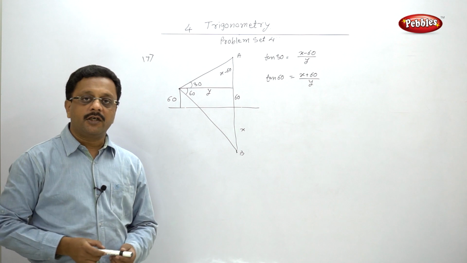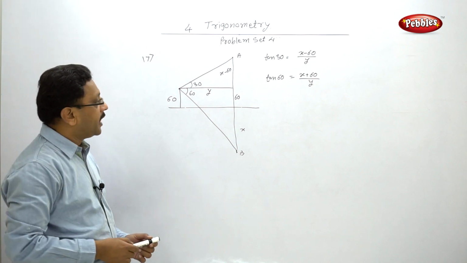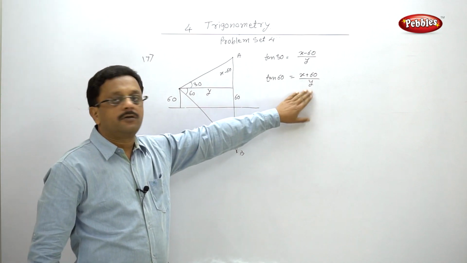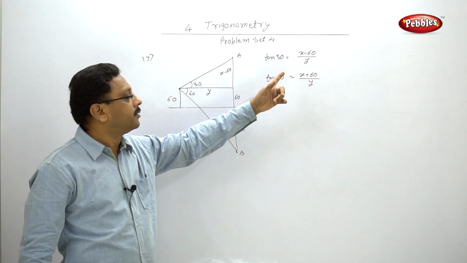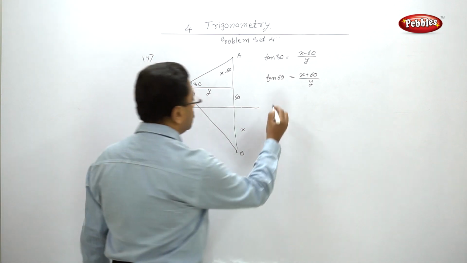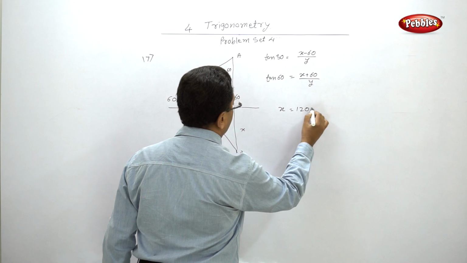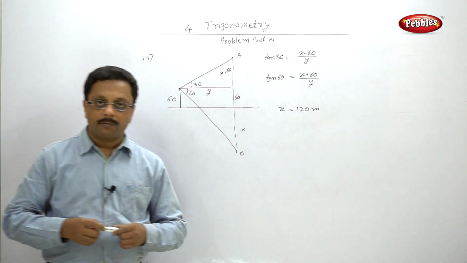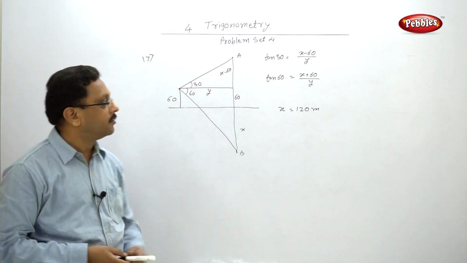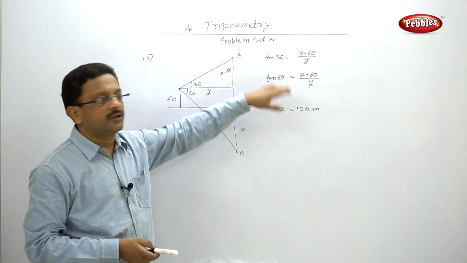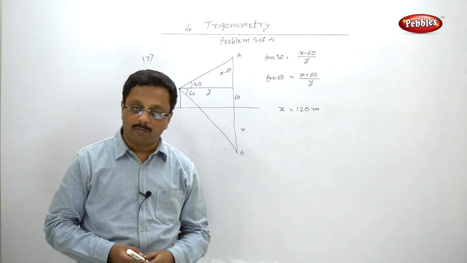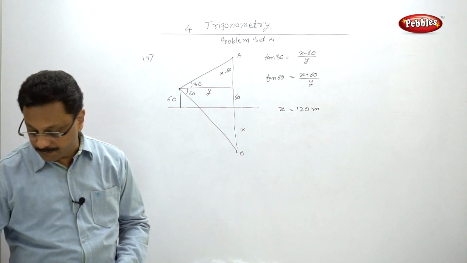Simple. Tan 30 is 1 upon root 3, tan 60 is root 3. So first try to eliminate this y, substitute there, and then you will find the answer. The answer is height of the cloud is 120 meters. Please check your answer. I am not going to solve this as that will be spoon feeding, but when two equations and two variables are there, you can easily find the answer for that problem. Let us see next problem.